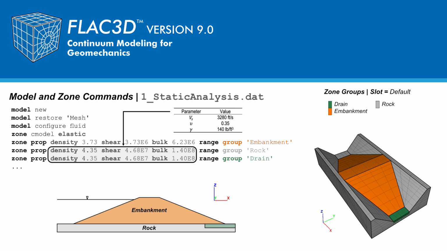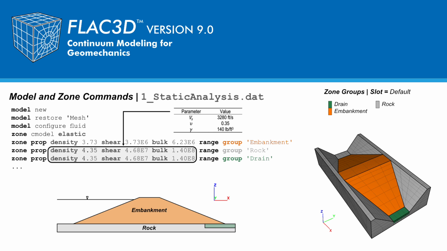Constitutive models that relate stresses to strains are now assigned. For this analysis, the isotropic elastic model will be used for the embankment, drain, and rock zone groups. The command zone cmodel elastic without range group command may be used here because the same constitutive model is applied to all zone groups.